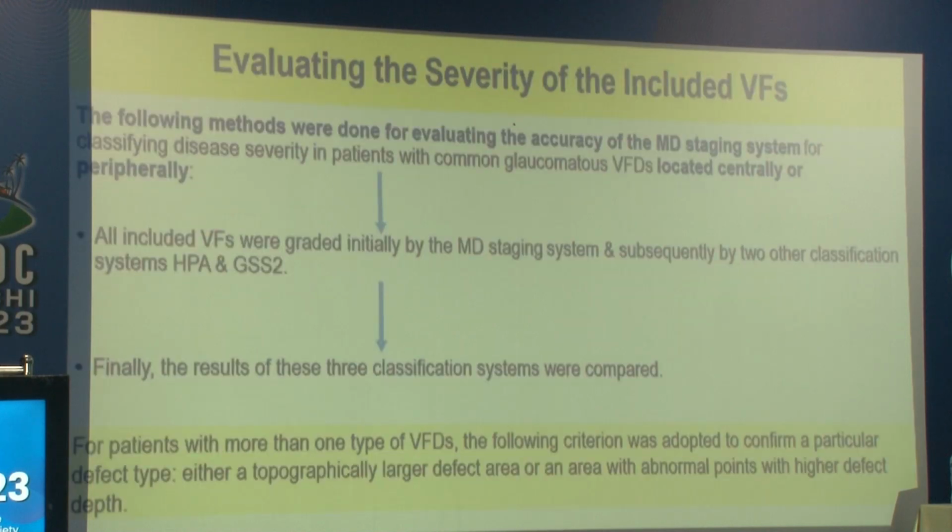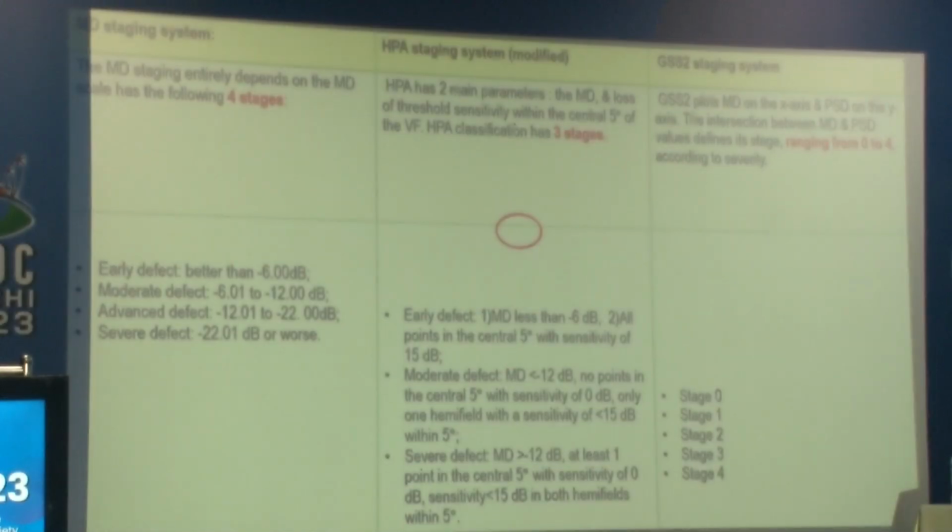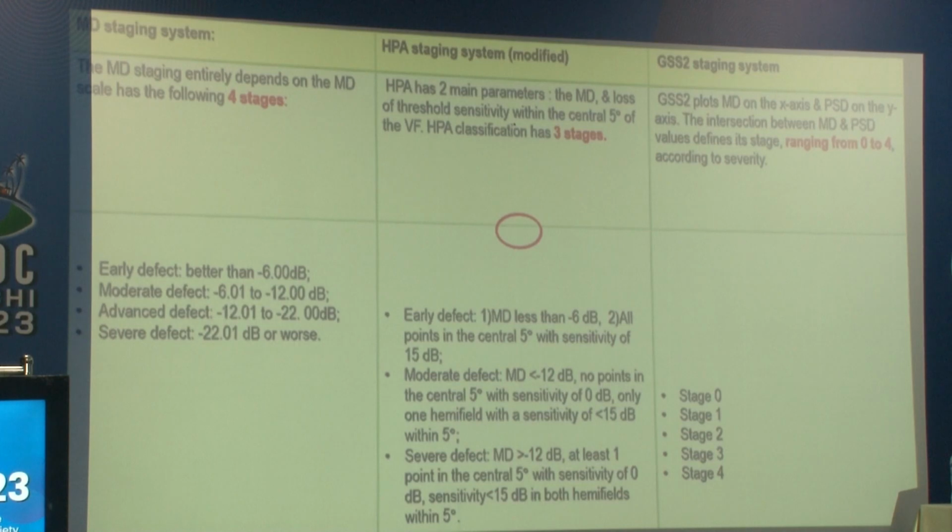Now, all these included visual fields were graded initially by the mean deviation staging system and subsequently by 2 other classification systems, HPA and GSS2. Finally, the results of these 3 classification systems were compared. Now, these are all the staging systems. The mean deviation staging system entirely depends on the mean deviation scale and has the following 4 stages.